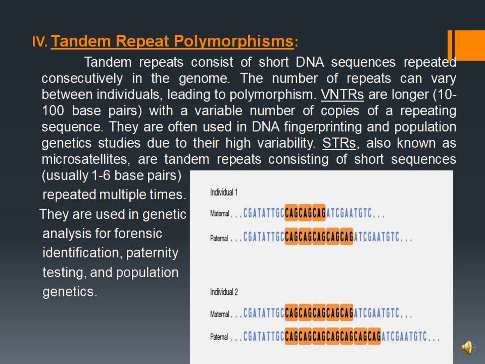They are often used in DNA fingerprinting and population genetic studies due to their high variability. Short tandem repeats are also known as microsatellites. These tandem repeats consist of short sequences that are usually 1 to 6 base pairs repeated multiple times. They are used in genetic analysis for forensic identification, paternity testing, and population genetics. Tandem repeat polymorphism refers to the number of copies that are repeated in the DNA sequence.